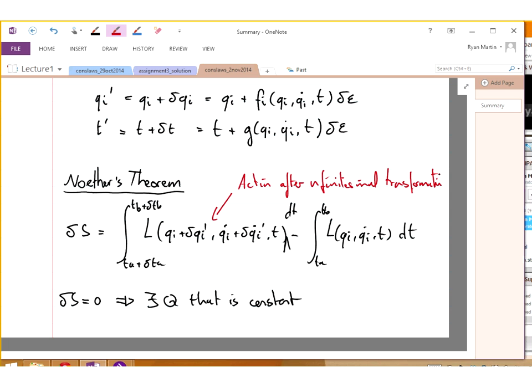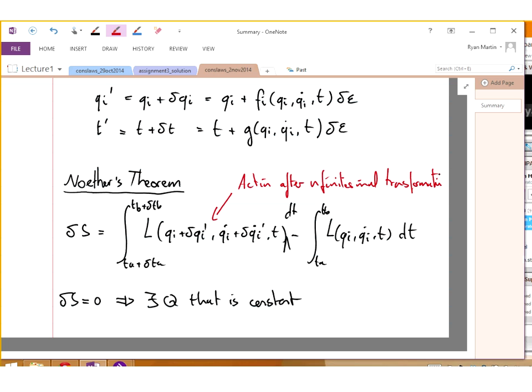The most general transformation is also going to transform time. So that very general transformation is given by specifying all the F's and the G. So then you can calculate a new action. So the Lagrangian has to be calculated with these new variables, and then the limits on the integral are the transformed time. So that's the transformed action minus the untransformed action would be equal to 0.